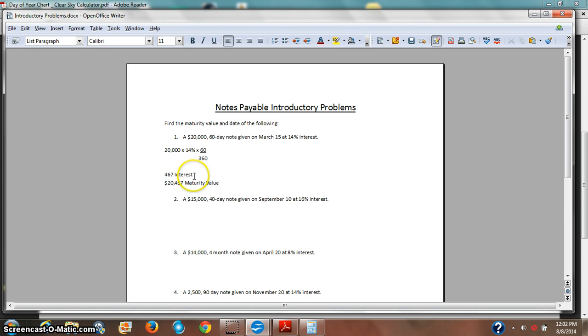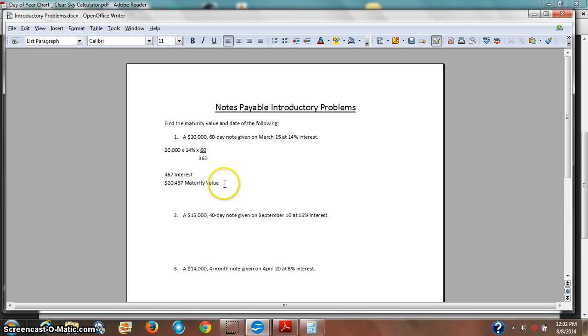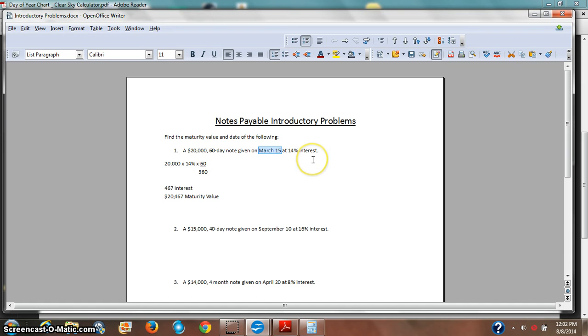So now I have to figure the maturity date as well. And this seems easier than it really is. March 15, 60 days later. I can count all those days. I can think, well, there's about 16 days left in March, and then there's 30 days in April, and so this will be mid-May. But actually doing the math on that is a little trickier doing it by hand than what you might think.